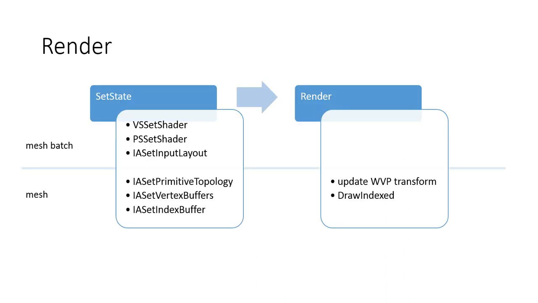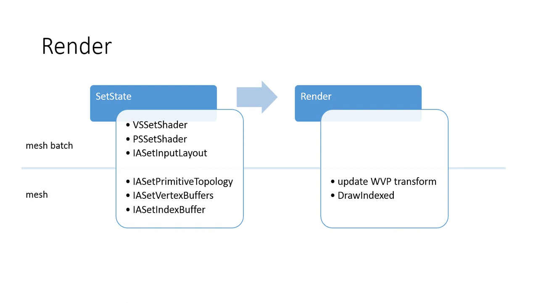So the work's done by the mesh batches and the meshes inside each mesh batch. A mesh batch is a set of meshes, all of which share the same shaders and input layout, where the input layout is the structure of a vertex. The reason that we batch meshes together like that is to minimize the number of times that we have to set the state of the rendering pipeline.